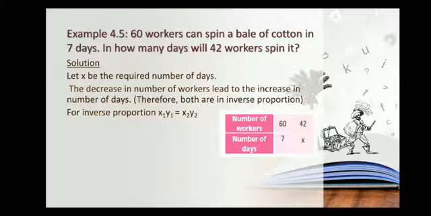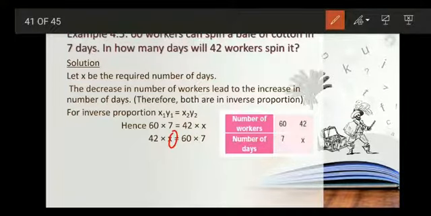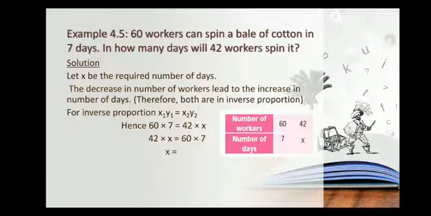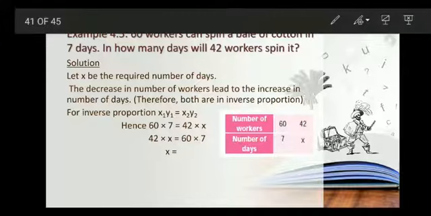So 60 into 7 is equal to 42 into x. We'll take it as 42 into x is equal to 60 into 7, where we are interchanging the LHS and RHS. Okay, so we need to find out the value of x. Keep this x as it is, take this 42 to the other side. Here 42 is in multiplication, so when it goes to the other side, it will be division. Okay, x is equal to 60 into 7 by 42.